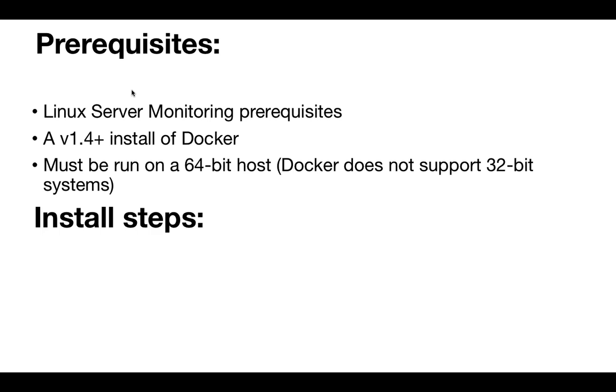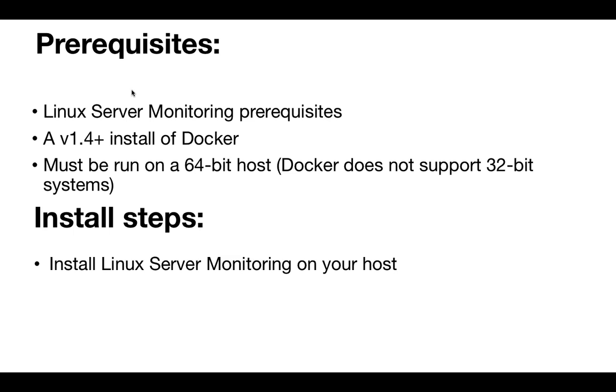But really quickly, the prerequisites that you need to actually run it are all of the existing Linux server monitoring prerequisites, which are basically you have Linux, which is a pretty easy story. Again, it's just a daemon process running on the host. A 1.4 plus install of Docker. That's what we officially support. We have tried older versions of Docker. We recommend 1.4 plus because there's a pretty big security patch that went out there, so just for awareness' sake. And it must be a 64-bit host, and that's actually not a requirement on our side. That's actually a Docker requirement. Docker does not run on 32-bit machines.